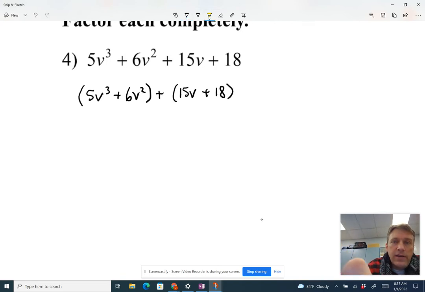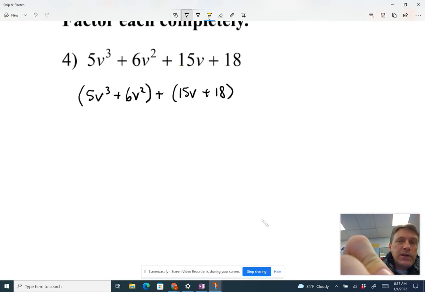Now, on this, you want to be careful. Like if this third term were negative, this one's positive, but if it were negative, you want to make sure that you put that negative inside the parentheses and then put a plus sign outside in between the two sets of parentheses. Otherwise, you're going to get that wrong.